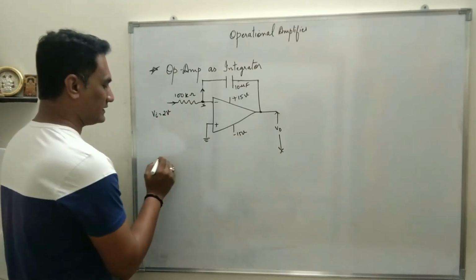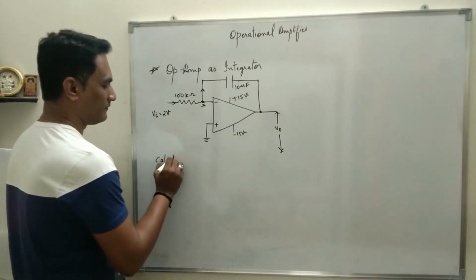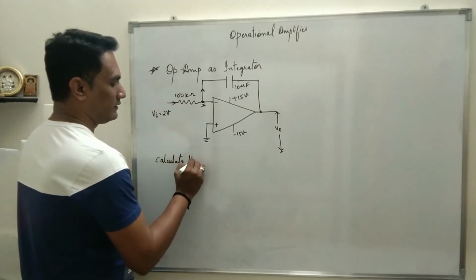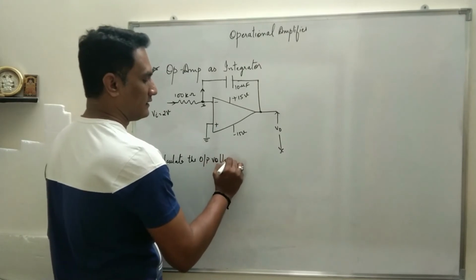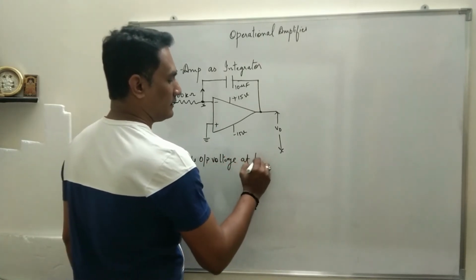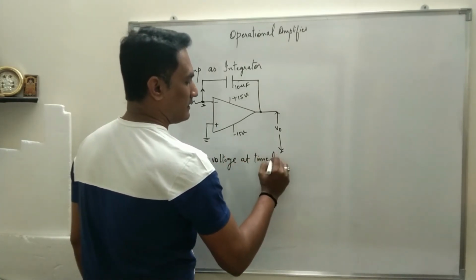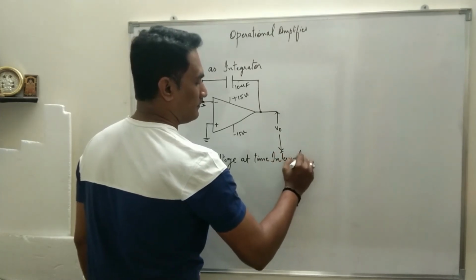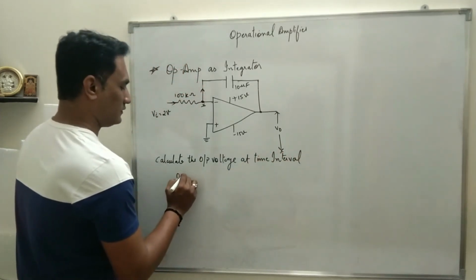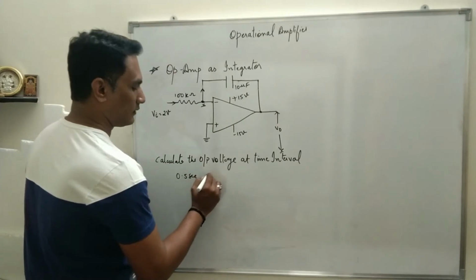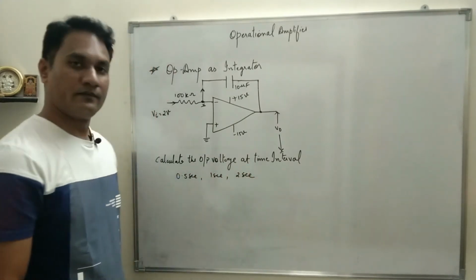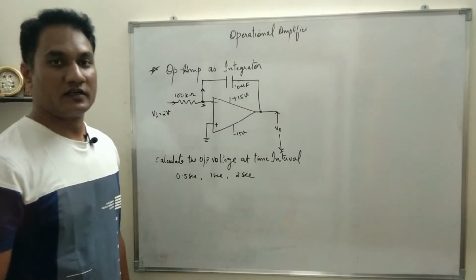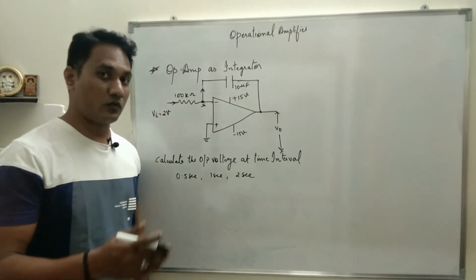The question will be like this: calculate the output voltage at time intervals 0.5 second, 1 second and 2 second. So at different time intervals you have to calculate the output voltage. So what is expected?